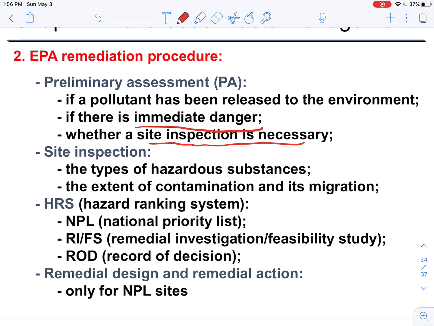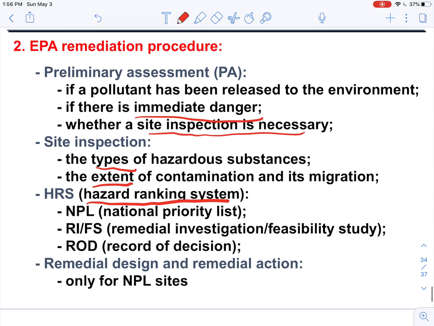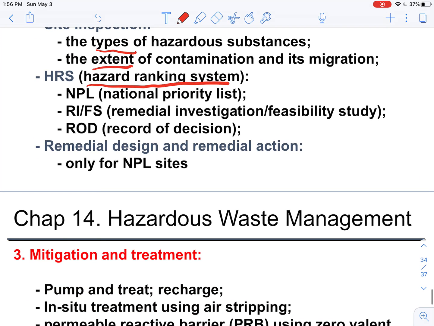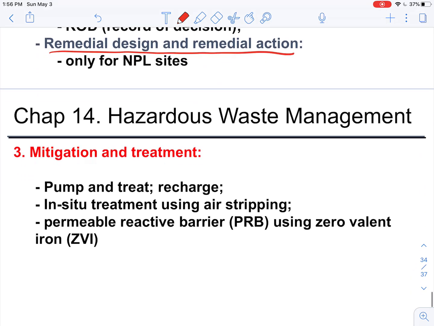So they will study what are the types of the hazardous material and the extent of the contaminants and its migration. They will use the hazard ranking system, right, to use different lists to decide whether immediate actions are needed. Okay, so finally they will come up with the remediation design and also the remedial actions there.